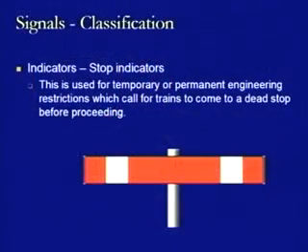Then there is a stop indicator. This is how it looks like. This is a rectangular sheet with a red background and a white band on one side and the other side. This is used for temporary or permanent engineering restrictions, which call for trains to come to a dead stop before proceeding further.